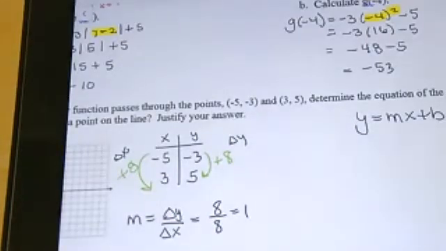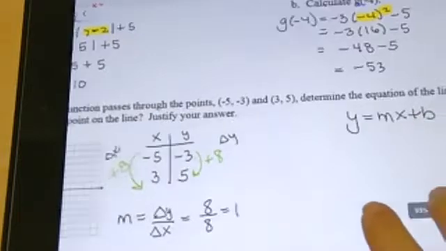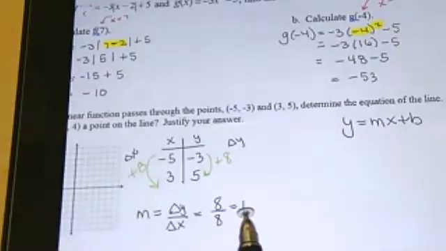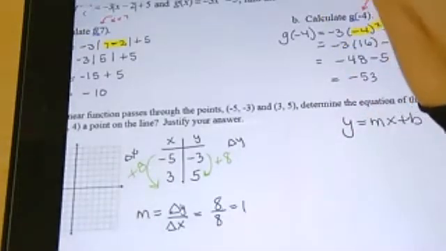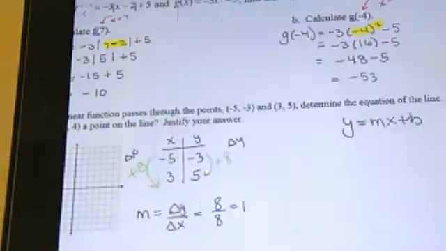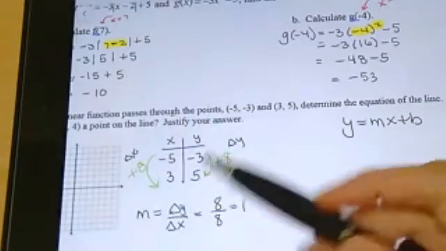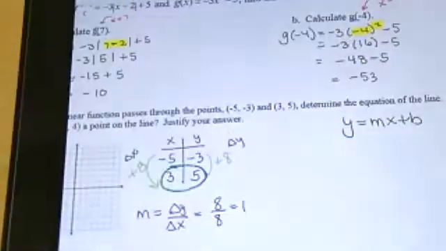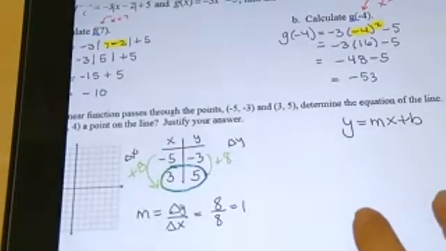Okay. Now we need to find b. We need to find the y-intercept. So for b, I can use my slope that I just calculated, and I can use one of these points. Doesn't matter, I've got 2 points here. So I'll pick one. I'll pick (3, 5), because more people like to pick the positive values. Doesn't matter, but I'll pick that.